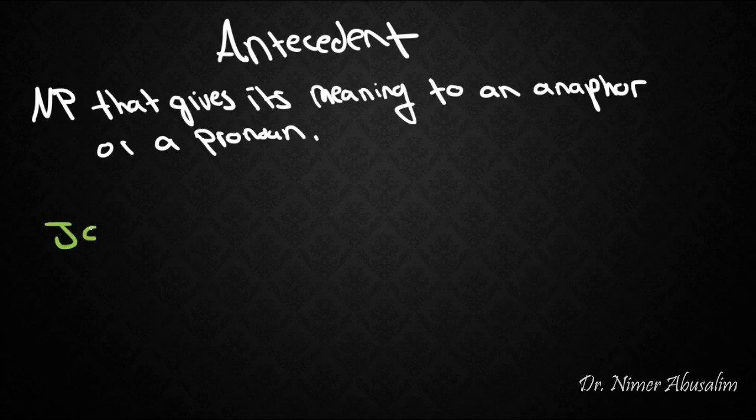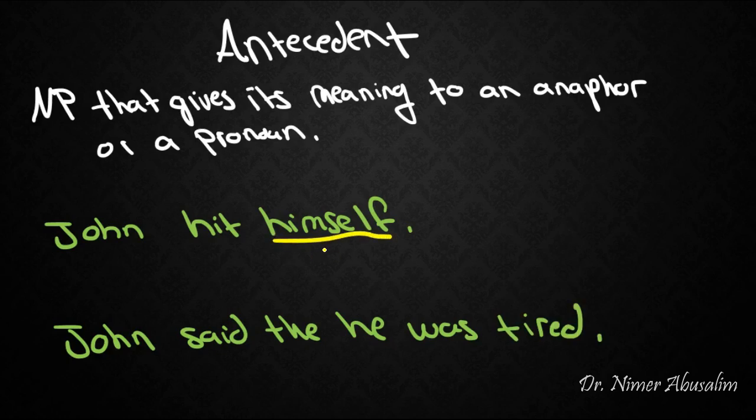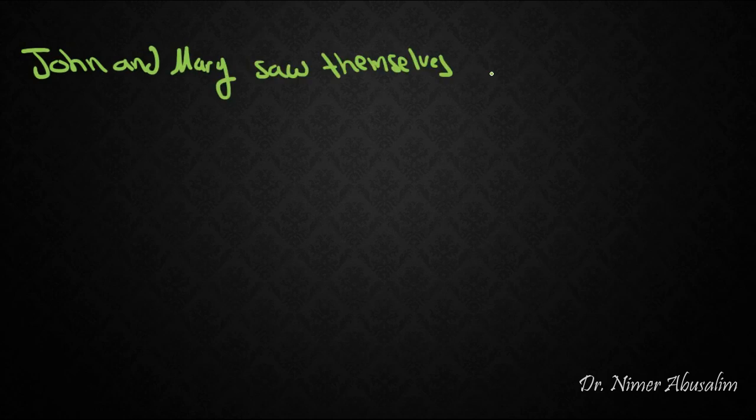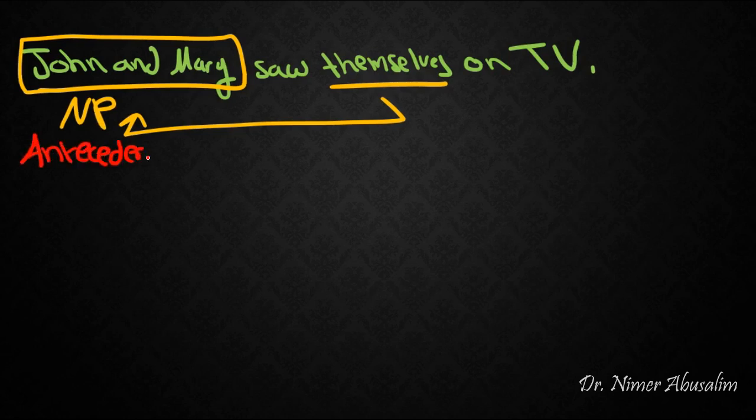For example, John hit himself, and John said that he was tired. Now in this anaphor here, the meaning of this anaphor comes from John. So John is the antecedent. Same thing here. The pronoun gets its meaning from John. Therefore John is the antecedent. Likewise, John and Mary saw themselves on TV. Themselves refers back to the noun phrase John and Mary. Therefore, this noun phrase is the antecedent.